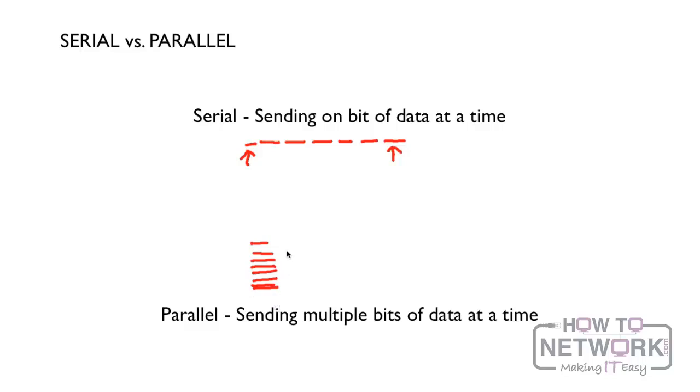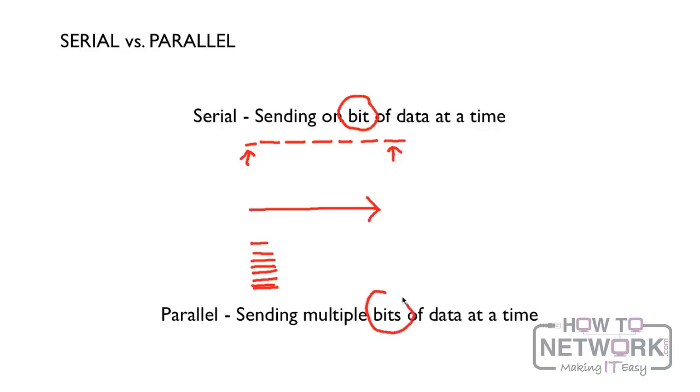All right, now, one thing that's important to know here is that all of this data is traveling in the same direction. So serial or parallel doesn't differentiate between the direction the data is going, just how much data can be sent at any one time. Now, what's also important is you'll see here this word bit.